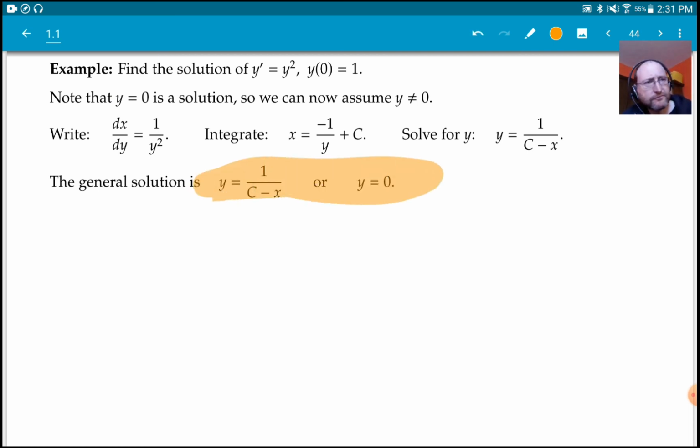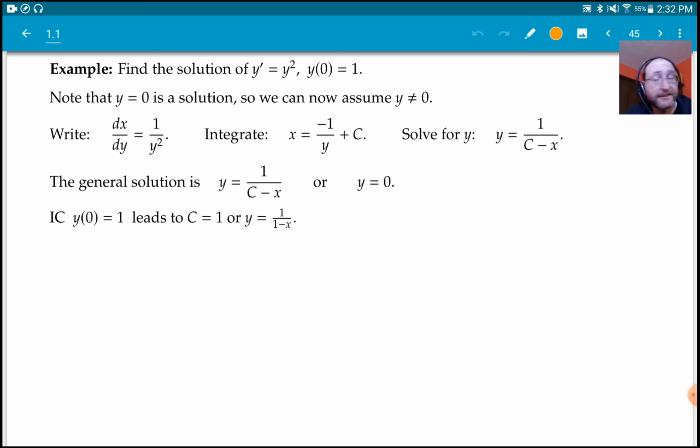We can't really easily write it as one expression, but who cares? Two expressions is just fine. So that's our general solution. We still have an initial condition to get the particular solution we're interested in. So let's plug that in. If you plug in x equals 0, you get 1 over c on this side, and that's supposed to be 1. So 1 is 1 over c. So c is 1, so you let c be 1.